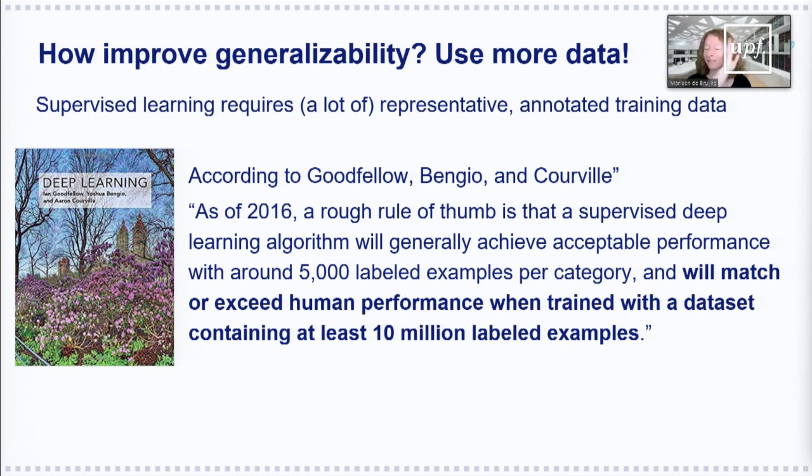sets. First, to give some perspective, as a rule of thumb, Goodfellow and co-authors in their deep learning book state that acceptable performance requires about 5,000 labeled samples per class. And to match or exceed human performance, we will need at least 10 million samples. And I think this is far too pessimistic. In medical imaging, we have seen excellent results with much fewer samples.